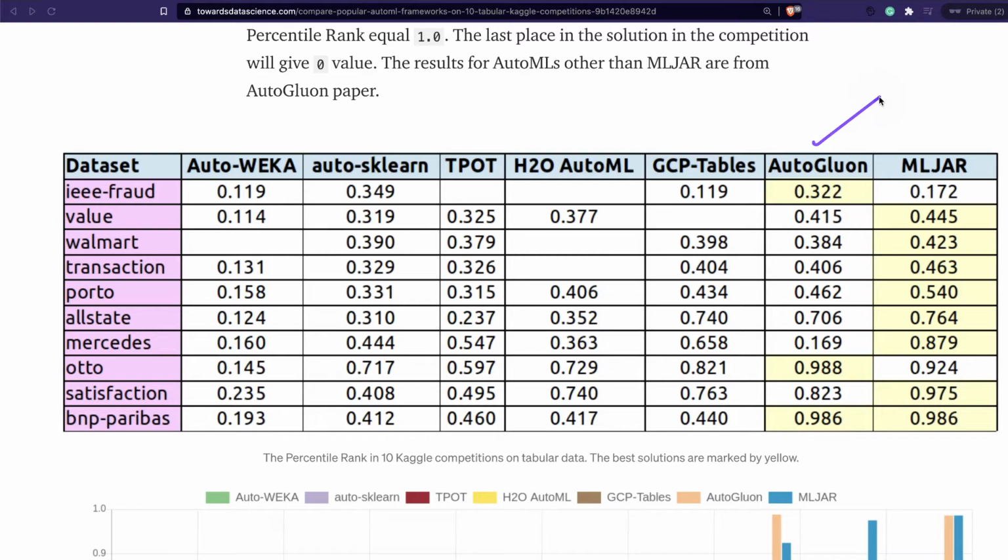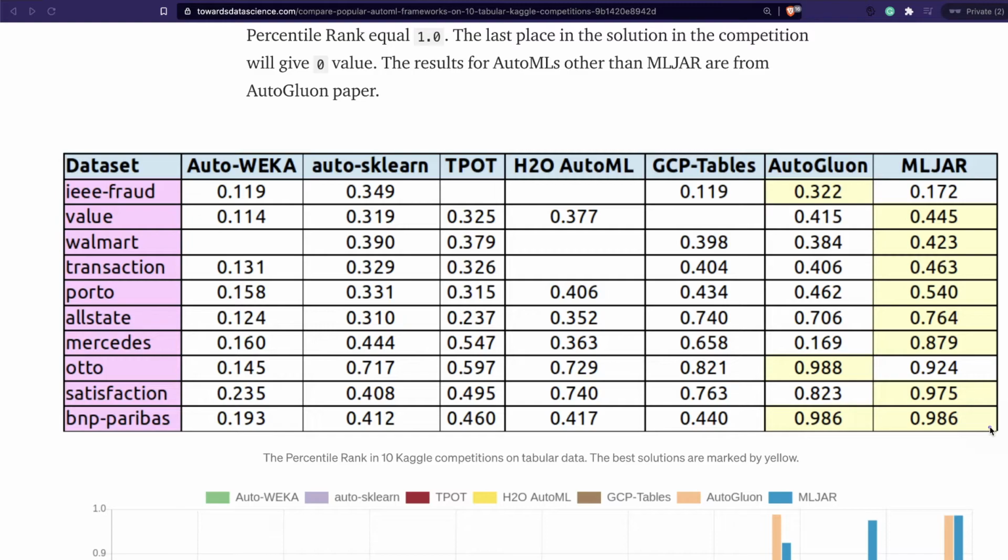AutoGluon is definitely a promising package, and from the scores we can see MLJar and AutoGluon are very close, and MLJar is a very good contender for an AutoML solution. So that's what this table actually tells us. But what I'm most interested in is looking at these competitions. AutoML is really a very good way to start your baseline. If you are going to participate in a Kaggle competition, or if you want to build a machine learning solution for your own organization, AutoML is definitely a very good way to start with a baseline.